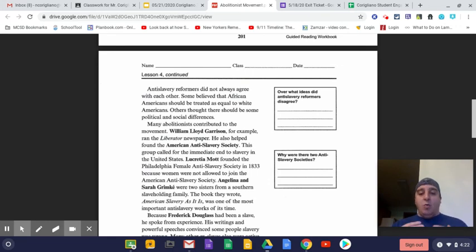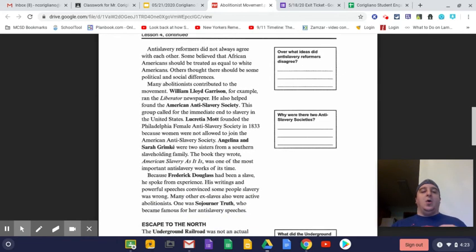But that is what anti-slavery reformers disagreed over. It was the idea whether African Americans should be seen as equal to whites or not equal to whites. Okay, so that takes care of that. So, abolition forms a major society, and there is a major society known as the American Anti-Slavery Society that fights for the cause of abolition.